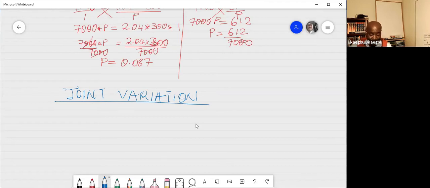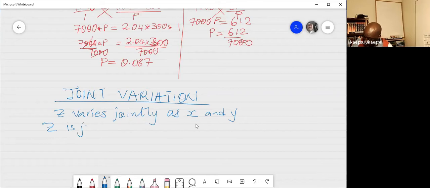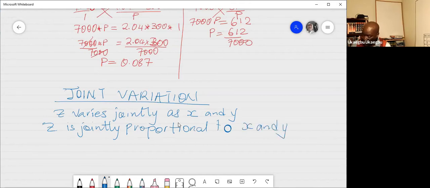You can say that Z, that's just a variable, varies jointly as X and Y. Or you can say that Z is jointly proportional to X and Y. These two statements are exactly the same thing.